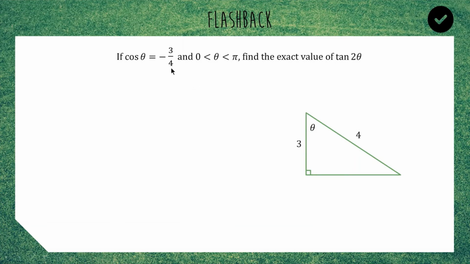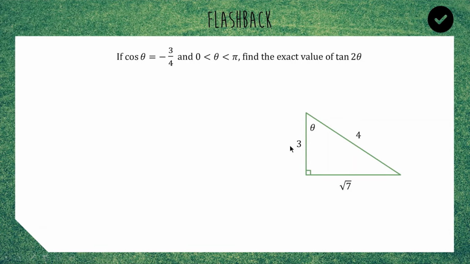We're not going to worry about the negative for now. We'll get to that later. For now, we just need the numbers. So now that we have that, we can use Pythagoras to find the unknown side length here. So we can do 4 squared minus 3 squared, which gives us 7. So we have square root of 7. Now that we have that, we can find the value of tan theta, because tan theta is opposite over adjacent. So we get root 7 over 3.